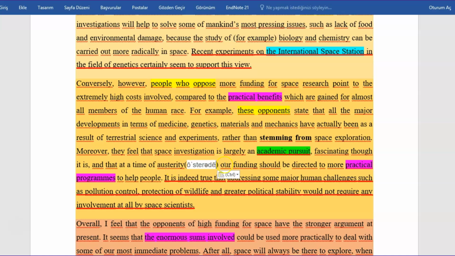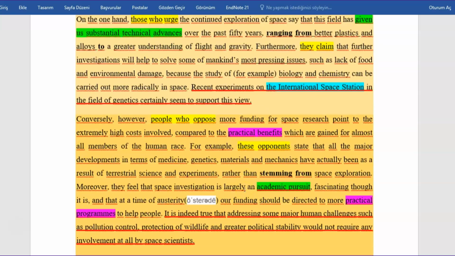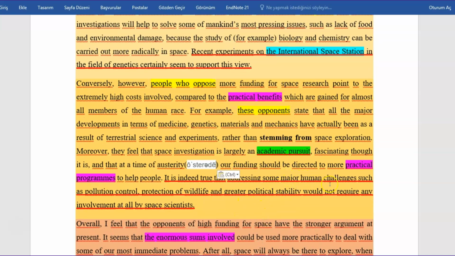I mean difficult time, our funding should be directed to more practical programs to help people. It is indeed true that addressing some major human challenges such as pollution control, protection of wildlife, and greater political stability would not require any involvement at all by space scientists. Okay, please pay attention to the usage of academic collocations: practical benefit, academic pursuit, practical programs.